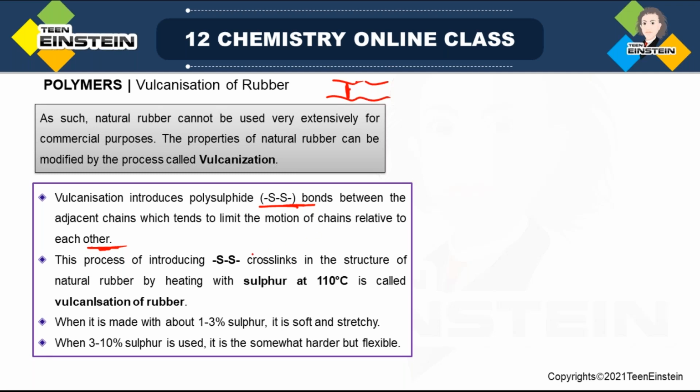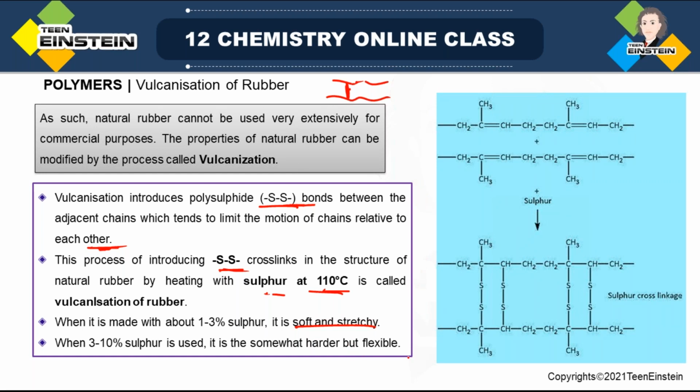Now this process of introducing sulfur-sulfur cross-links in the structure of natural rubber, how? By heating with sulfur, that is, you just heat natural rubber with sulfur at a particular temperature, 110 degrees centigrade, and that process is vulcanization of rubber. Now you can do this in two ways. If it is 1 to 3% sulfur, then the nature will be soft and stretchy. If it is 3 to 10% sulfur, that is, the amount of sulfur is now increased, now it will be harder but flexible.